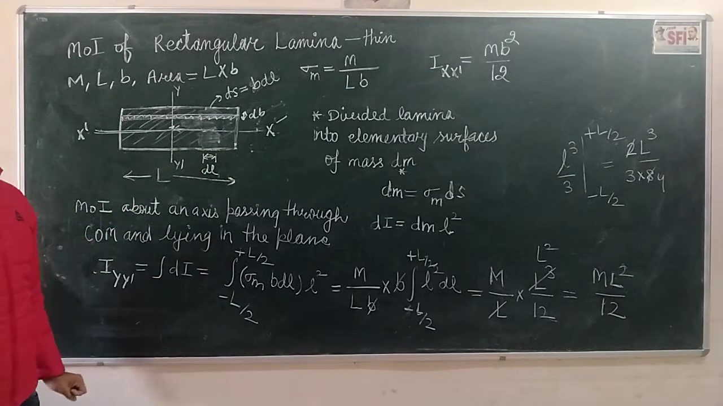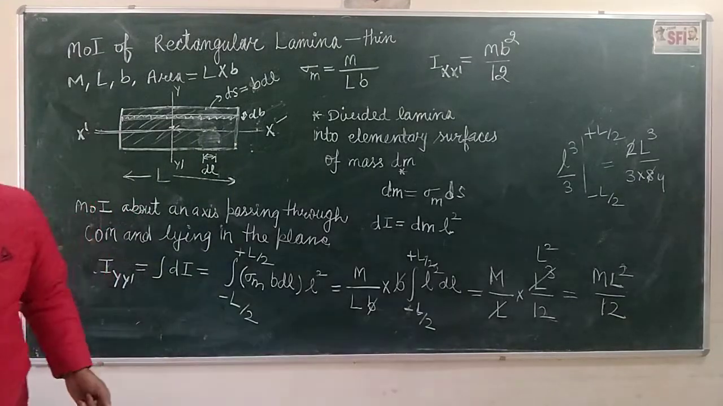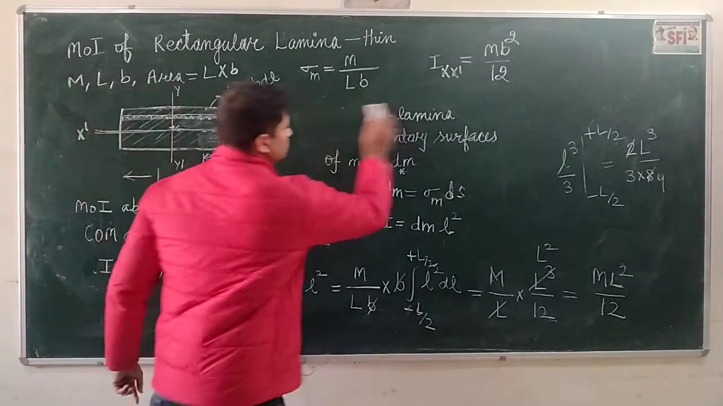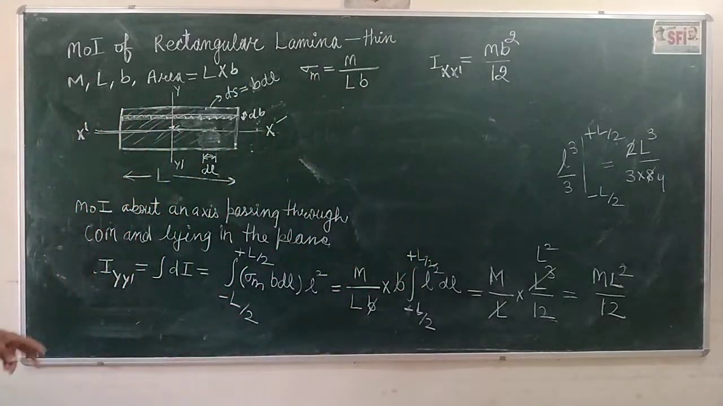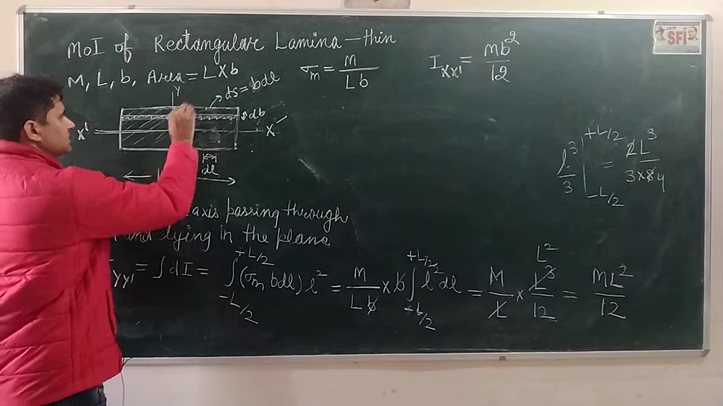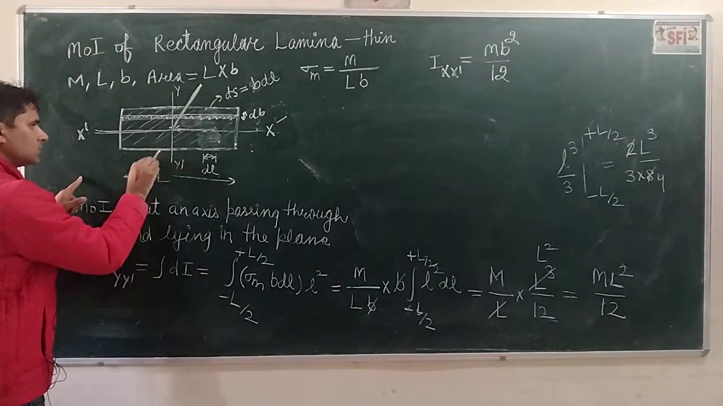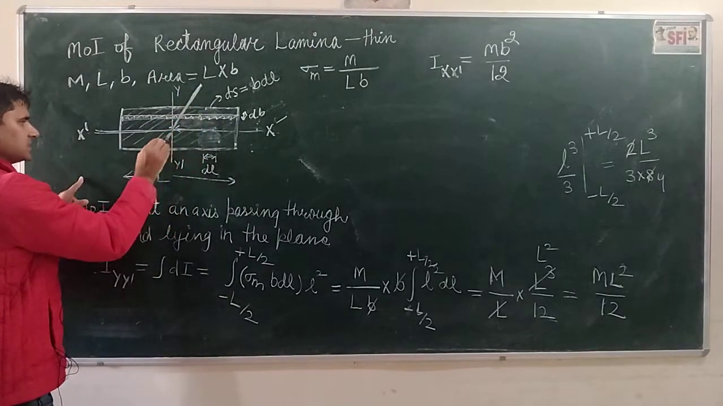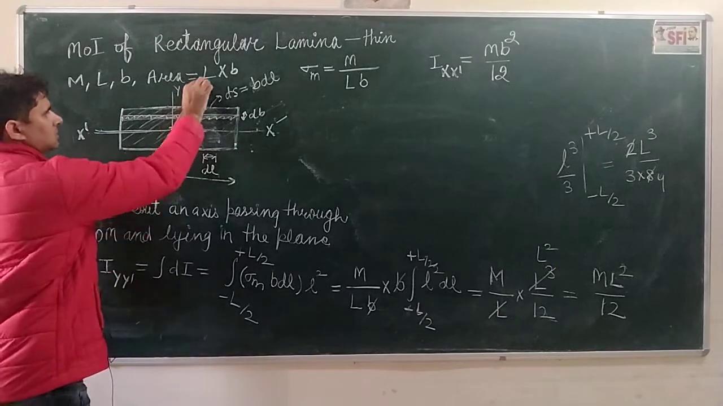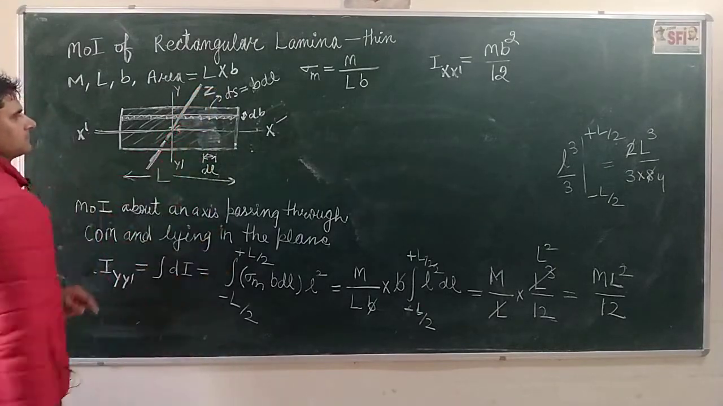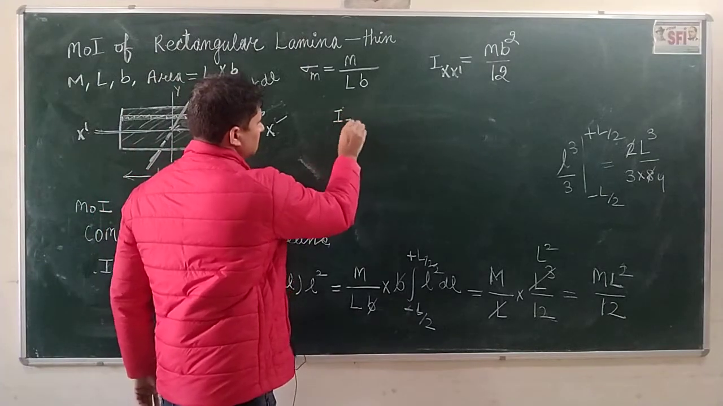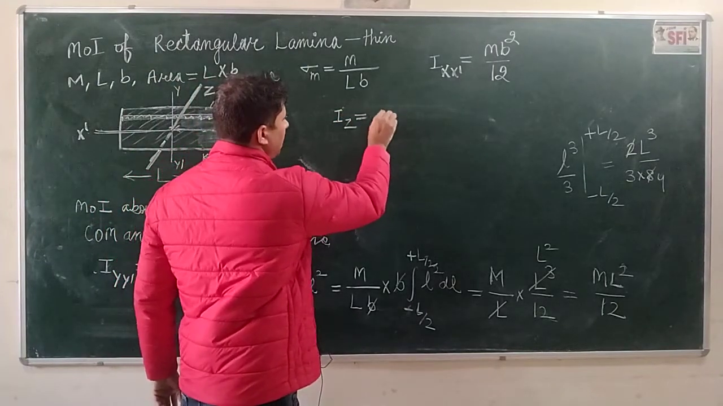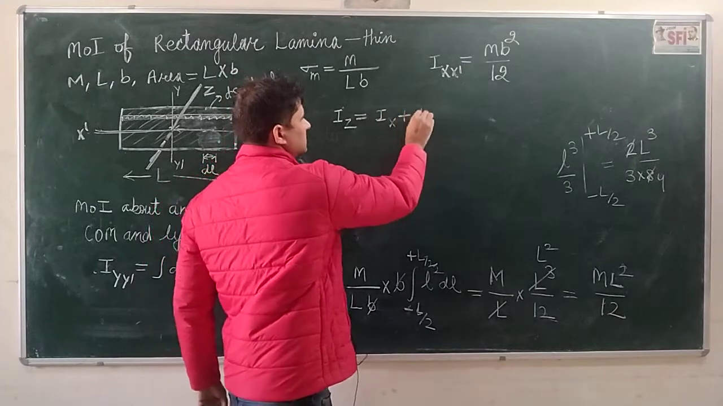To find that, you will make use of the perpendicular axis theorem. Here I am talking of an axis which is perpendicular to the plane of the lamina, the z-axis. So this will be Iz equal to Ix plus Iy.